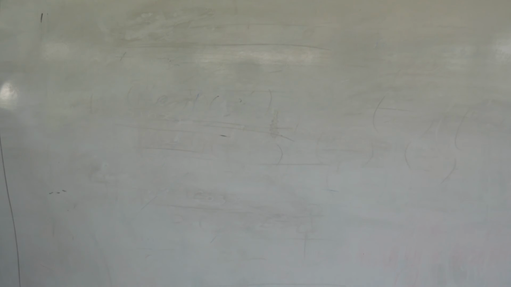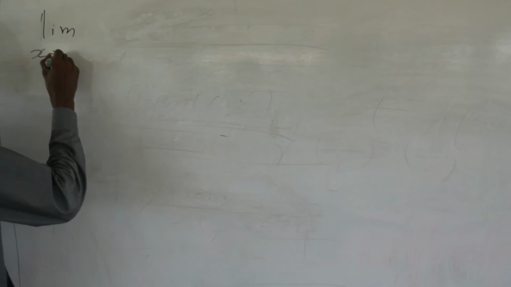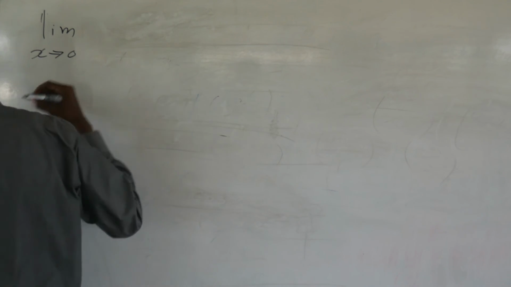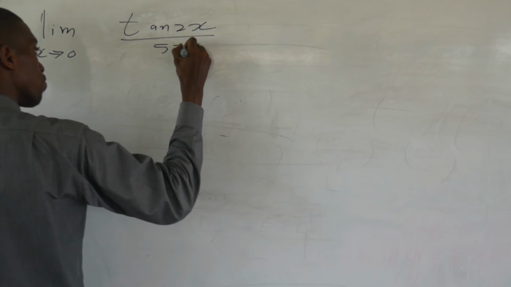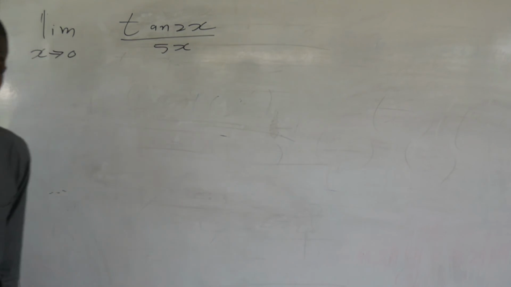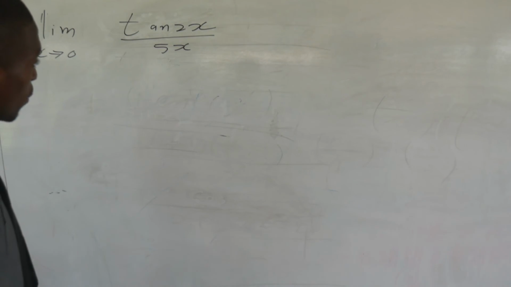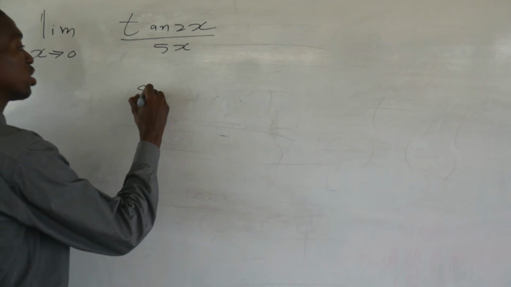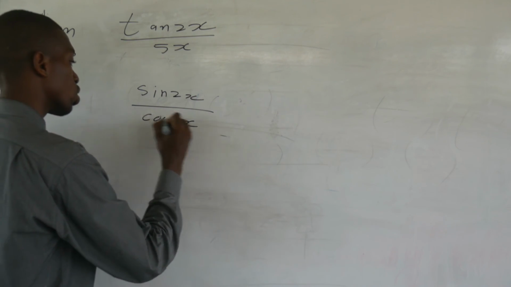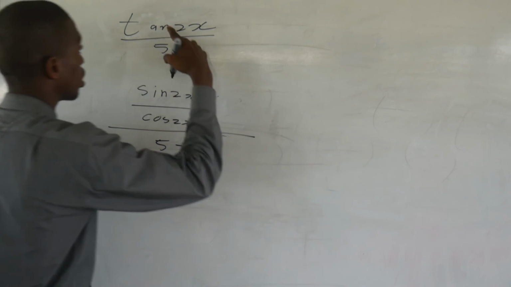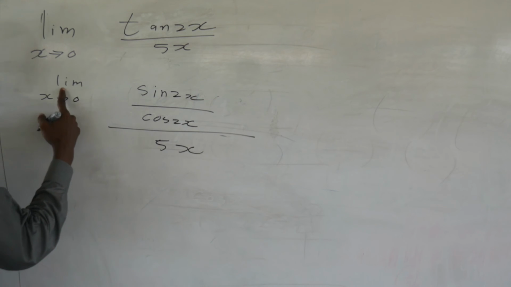The limit as x goes to 0 of tan 2x over 5x. 0 over 0, do the same thing. You can't do step 1, you can't do step 2. Let's see if we can simplify. So sine 2x divided by cos 2x over 5x. Convert tan into sine and cosines.